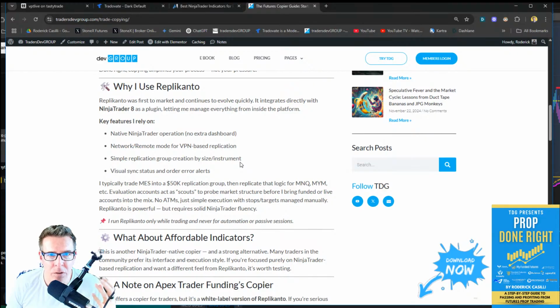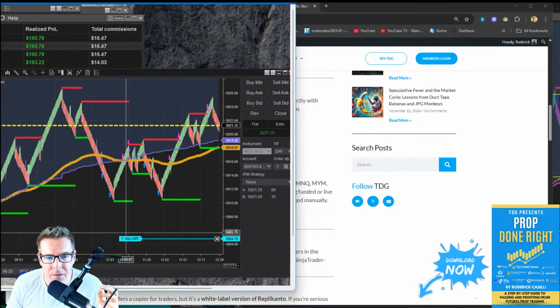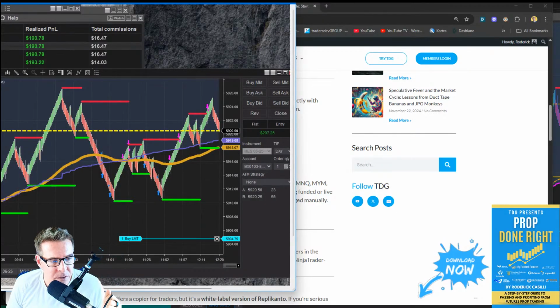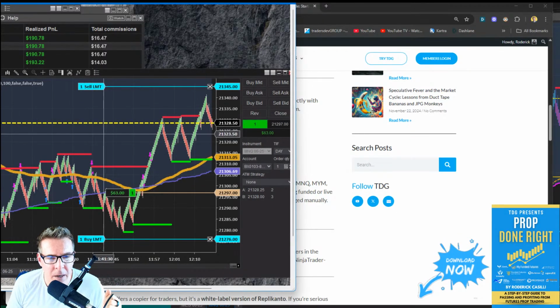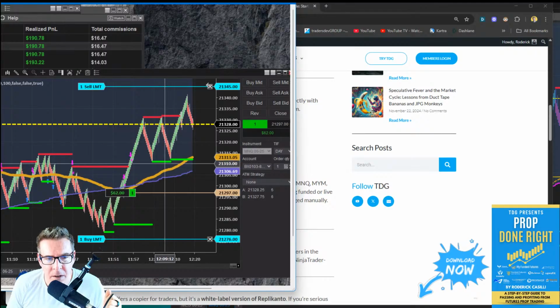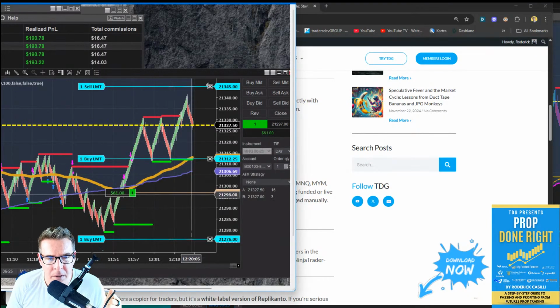Okay, so there's no extra dashboard or extra thing that you have to log into. They also have a network remote mode. So for instance, I'm currently running 4 different VPNs over here, and I guess I just hit target there. And I'm long the NASDAQ here, being a little aggressive. I'm going to buy this pullback. Submitted. So I'm long the NASDAQ.